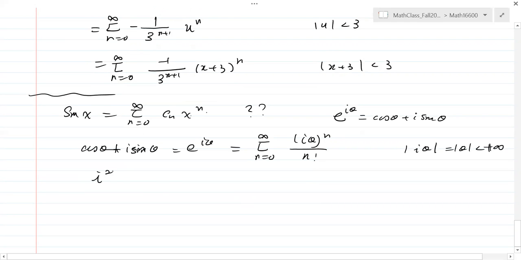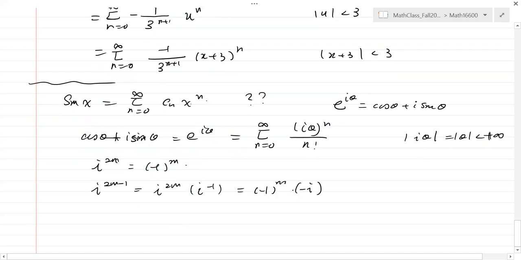What is i to the n? When n is an even number, 2m, you get negative 1 to the m. When n is an odd number, you will get i to the 2m times i to the negative 1, which is negative 1 to the m, and i to the negative 1 is going to be negative i. That's complex; I assume that you learned a little bit of complex analysis. So you will get negative 1 to the m plus 1 times i.